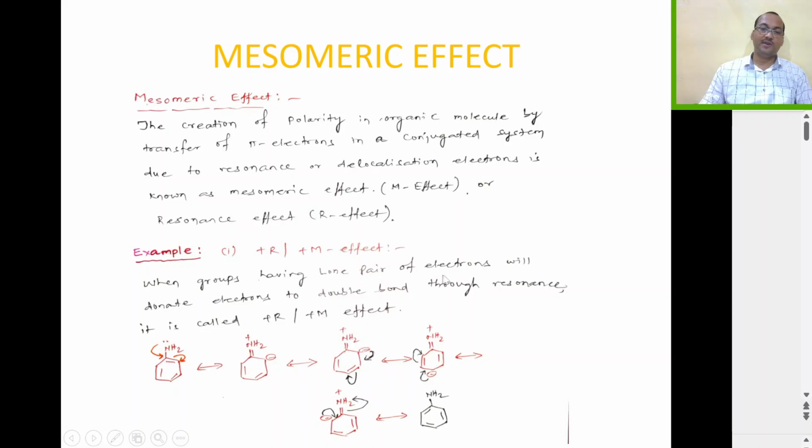When groups having a lone pair of electrons donate electrons to the double bond through resonance, it is called plus R or plus M effect. For example, aniline. Here you can see this lone pair will be donated here and this pi bond will break here. So you will have many resonating structures as you can see here.